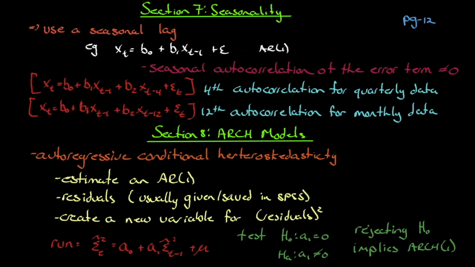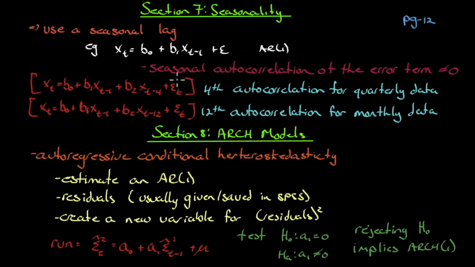So let's go on with seasonality. This couldn't be easier. How do we deal with seasonality? We use a seasonal lag. So let's say that we estimated an AR1 model that looks like this: xt equals b0 plus b1, and there's our first lag, plus an error term. And let's say that we find seasonal autocorrelation of the error term is not equal to 0.